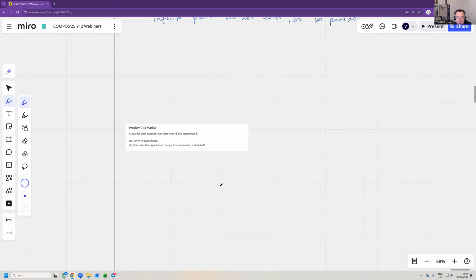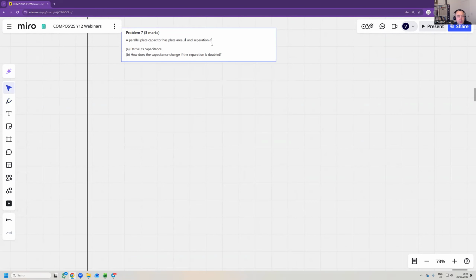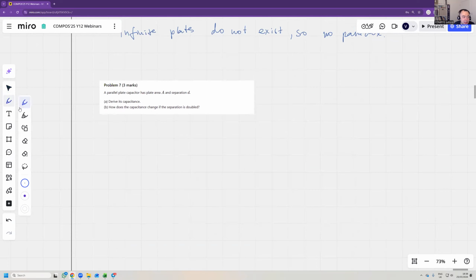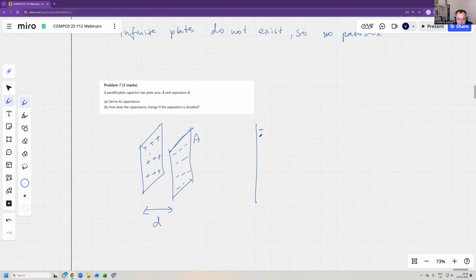Number 7, we have a parallel plate capacitor with plate area A and separation D. So we have a capacitor with 2 plates of area A, and they're separated by distance D. Now the electric field from the first plate, so let's say this plate is positively charged, and this plate is negatively charged.